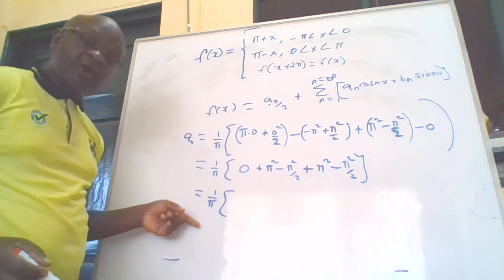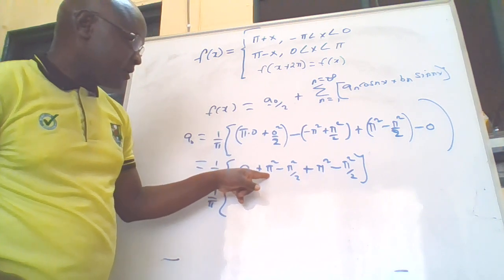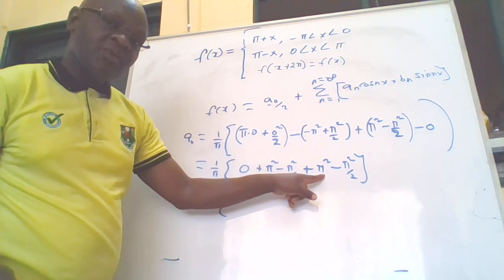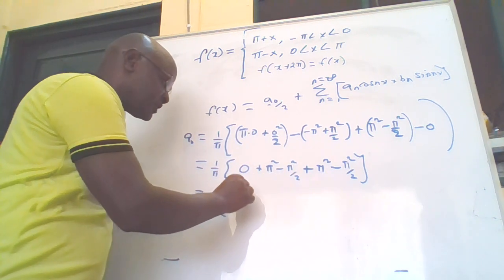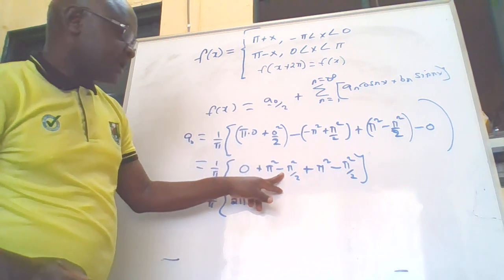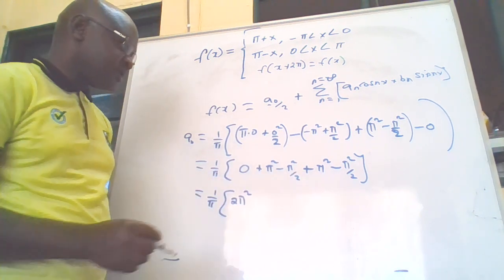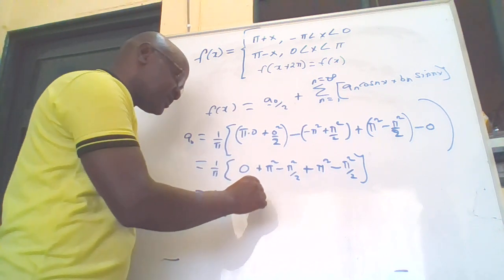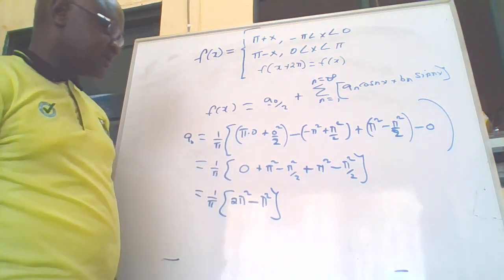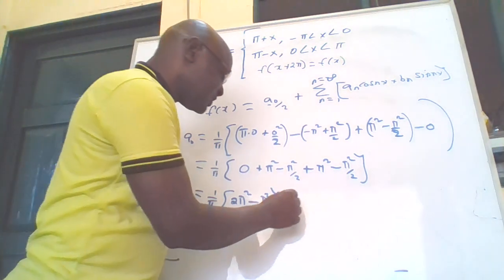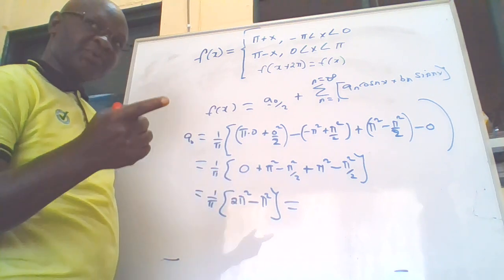Now this equals pi all over 2. So here we have this pi plus that pi. What do we have? We have 2 pi squared minus a half pi squared minus a half pi squared. It is now minus pi squared. Therefore, this equals 2 pi squared minus pi squared, which will remain with pi squared.